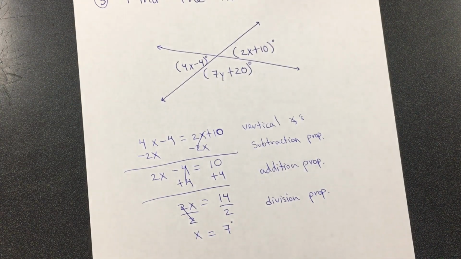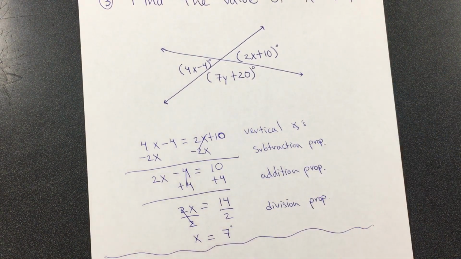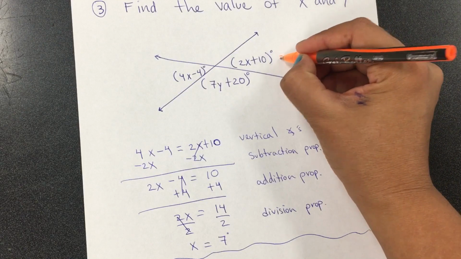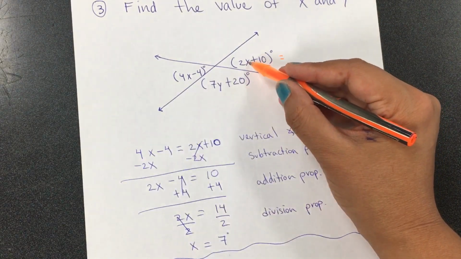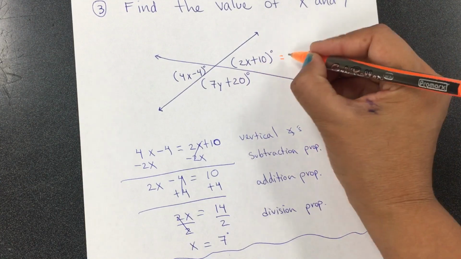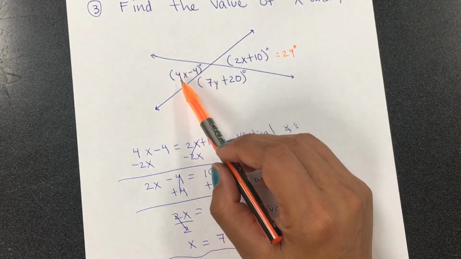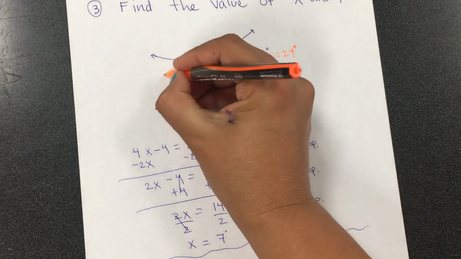Finally, what we're going to do is replace x in one of them so that we can figure out what the measurement of this one is. So let's do this one right here. We can even do it mentally. So 2 times 7, because this is multiplication, 2 times 7 is 14, plus 10 is 24. In here we can also do it right here. 4 times 7 is 28, minus 4 is 24.